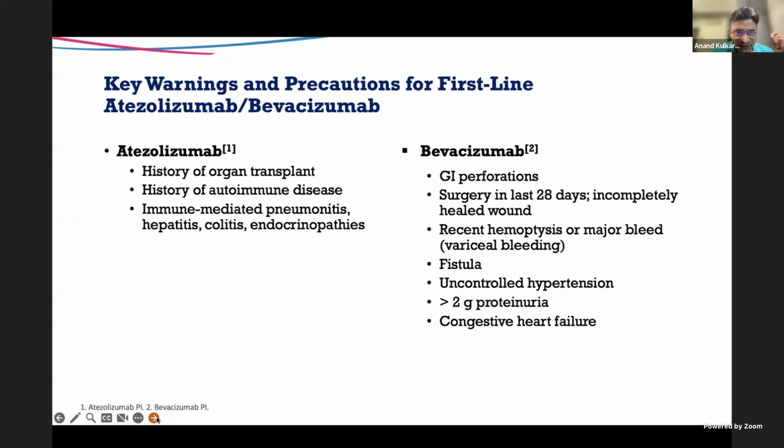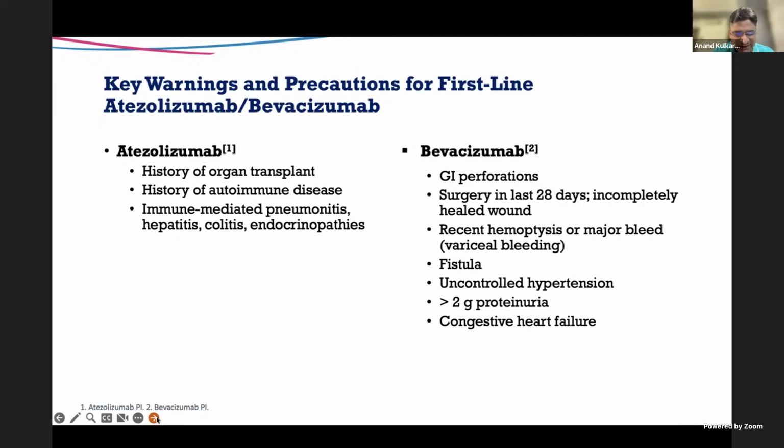So these are the key warnings for patients who receive atezolizumab. One for atezolizumab is if the patient has a history of organ transplant, history of autoimmune diseases, and immune-mediated pneumonitis, hepatitis, colitis, endocrinopathies are quite often known with atezolizumab, while bevacizumab has the risk of bleed, perforations, fistula, uncontrolled hypertension, proteinuria and congestive heart failure.